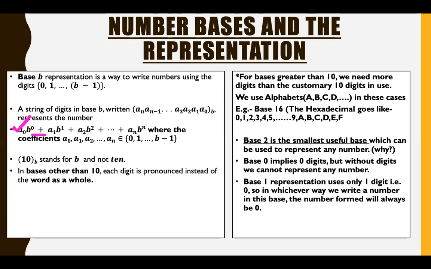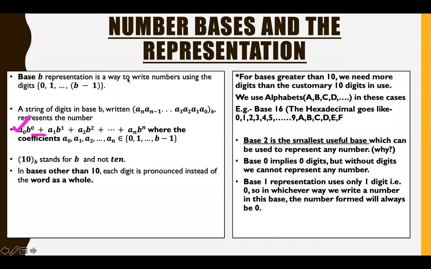Now the smallest base is base 2, which can be used to represent any number. This is the binary system. Now, if you have base 0, it represents 0 digits, and without digits we cannot represent a number. Base 1 technically doesn't exist. Base 1 uses only one digit, that digit 0, so any number we write in this base will only become 0. Any doubts?